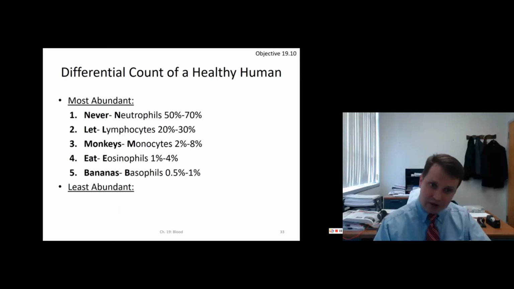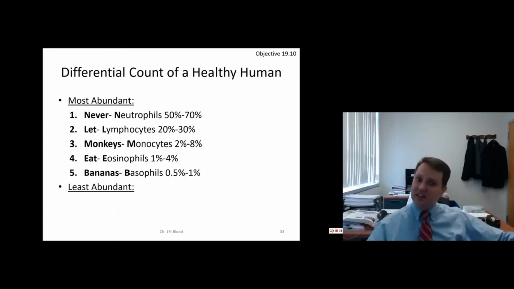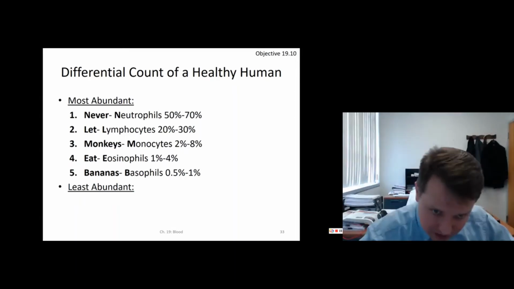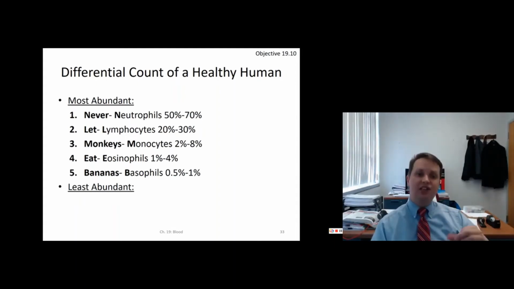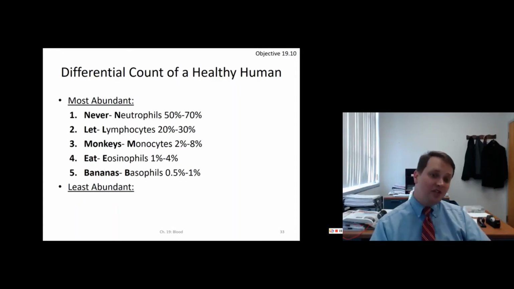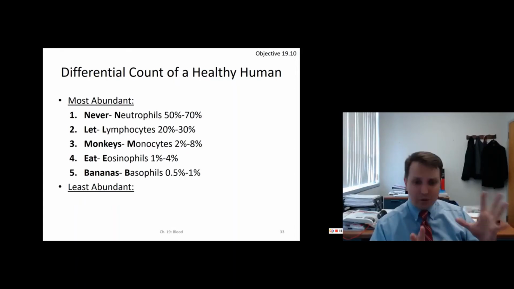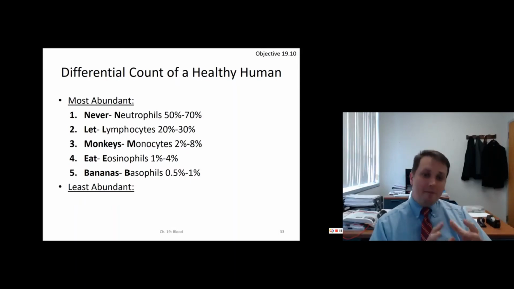Neutrophils are the most abundant, somewhere between 50 to 70%. You're not going to get tested on the percentage. Lymphocytes, second most abundant, about 20 to 30. Monocytes, about 2 to 8, third most. Eosinophils, fourth most, about 1 to 4%. And basophils from anywhere from 0.5% to 1%.